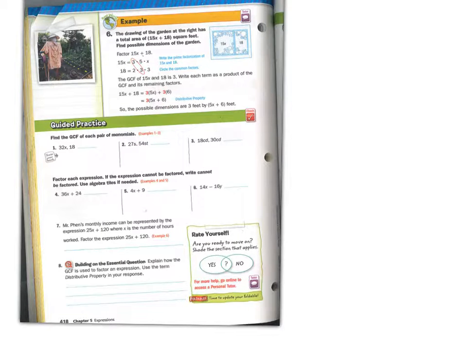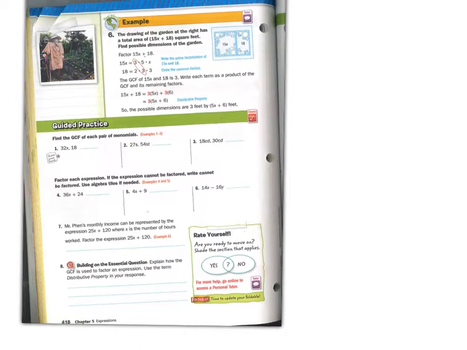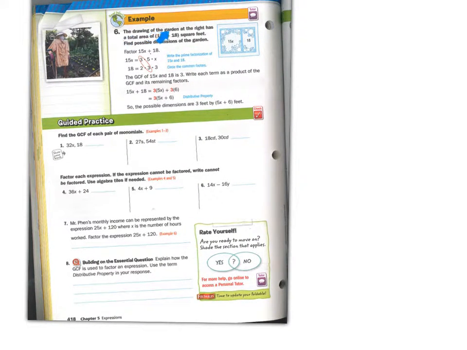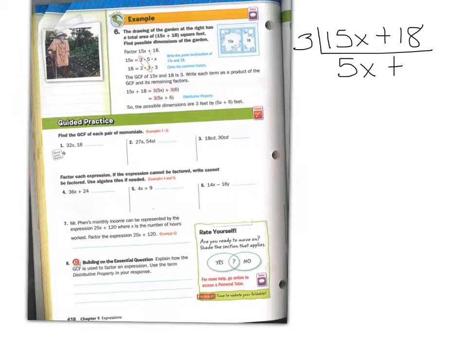Okay, the last thing I want to show you is another real-world example. The drawing of the garden at the right has a total area of 15x plus 18 feet. Find the possible dimensions of the garden. What that is simply asking you is to factor 15x plus 18. That's all the question is asking in math terms. So let's draw our cake and let's factor it, okay? What goes into 15x and 18? Well, 3. 3 goes into 15x 5x times. Bring down your plus sign. 3 goes into 18 6 times. Can this be factored?